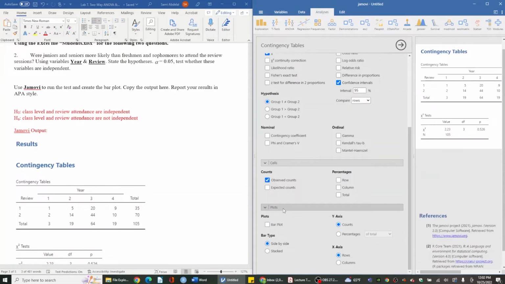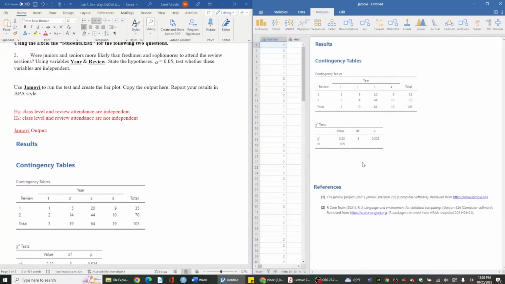But you know what? Let's actually just interpret the results first. So this is our contingency table. We've seen this before. This is the output of our chi-squared test. So we have our chi-squared value, we have our degrees of freedom, and we have our p-value, which is telling us it is not significant. So class level and review attendance are independent of one another. This is a non-significant result. This table is going to be important because you'll be using it in your results.